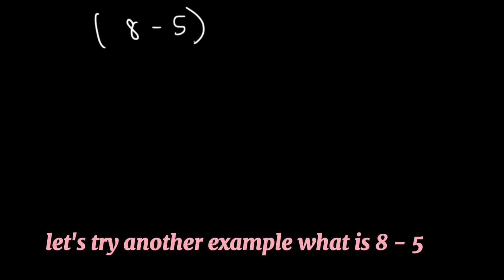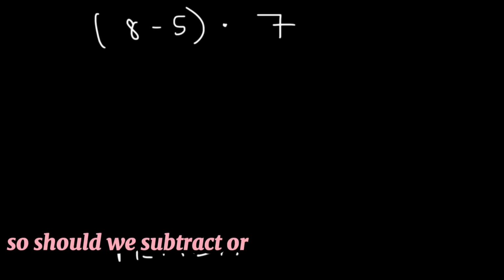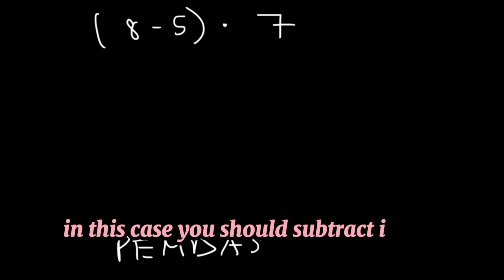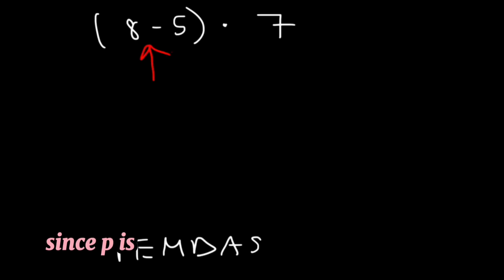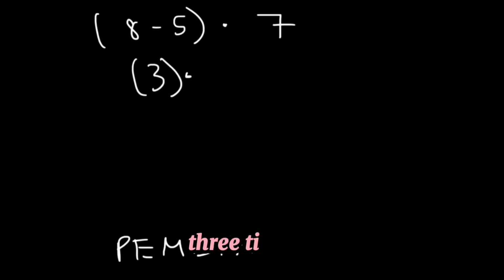Let's try another example. What is (8 minus 5) times 7? So should we subtract or multiply first in this case? In this case, you should subtract in the parentheses, since P is to the left of the multiplication. So let's do the bracket first here. 8 minus 5 is 3. 3 times 7. The answer is 21.